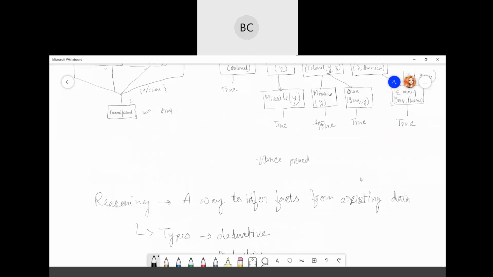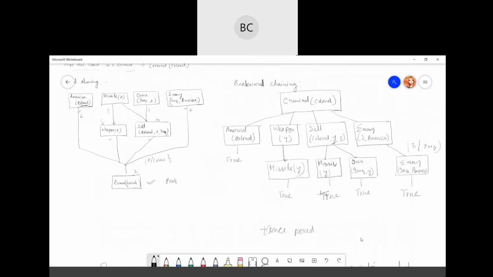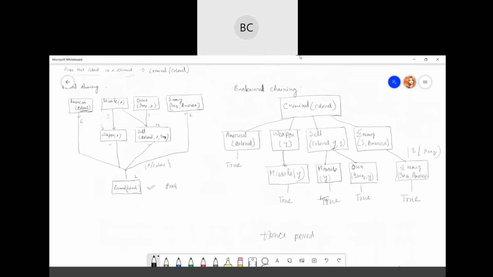I guess forward chaining and backward chaining is clear. After this, switch on your videos. Present, ma'am. Did you understand forward and backward chaining? Yes, no, did anyone say anything? Yes, ma'am.